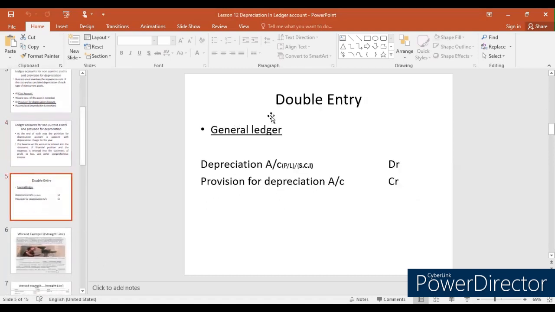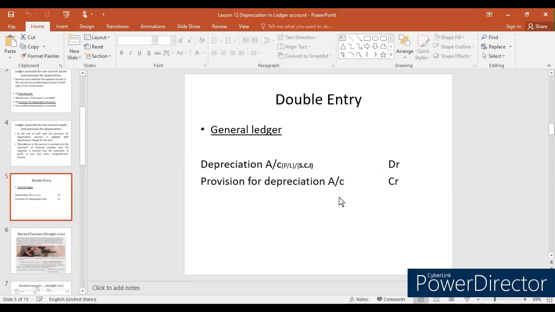First of all, you need to know the double entry. If you get anything to record under depreciation, you are mainly concerned with two accounts. One is the depreciation account. Actually, we record this in the P&L or statement of comprehensive income, which is why I put it within brackets. So the depreciation account will be debited, and the provision for depreciation account credited. Remember this double entry.